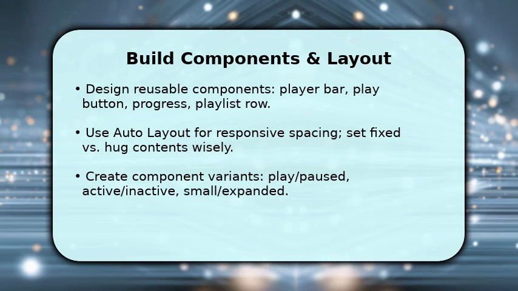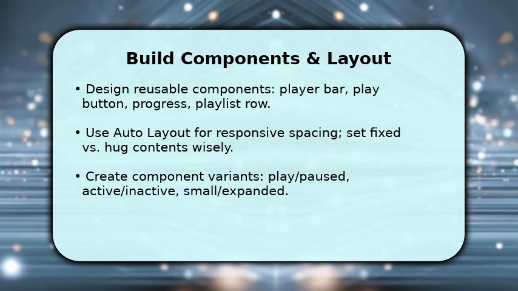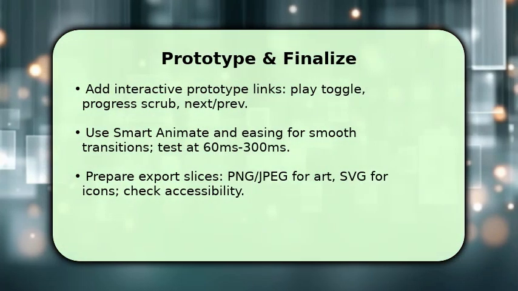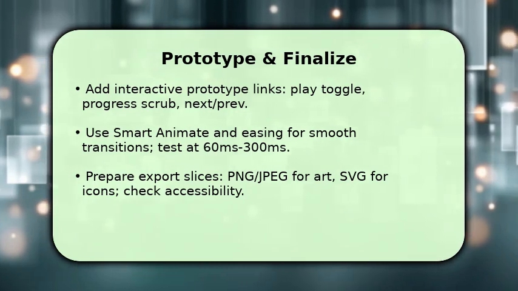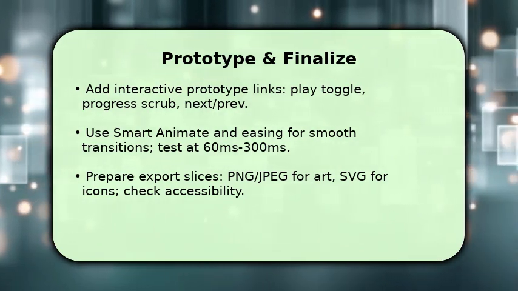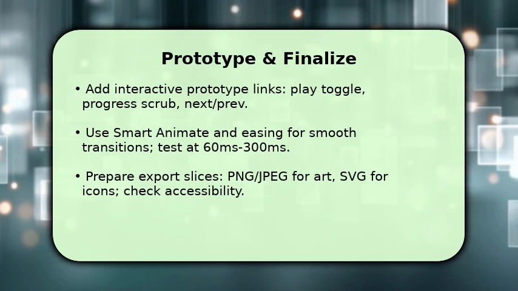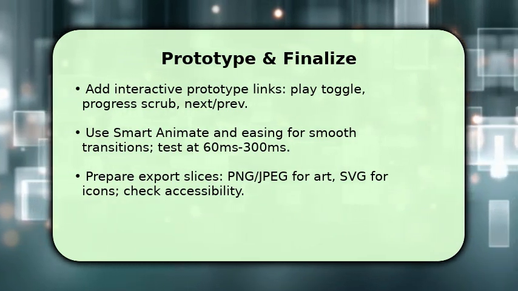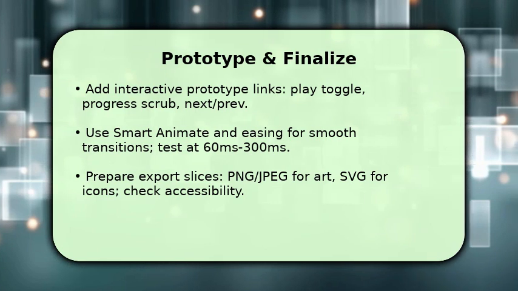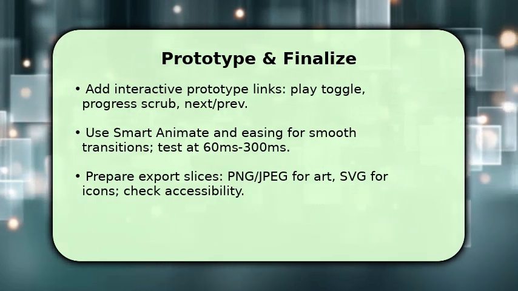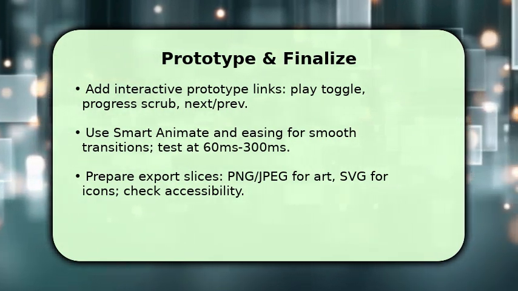Finish by wiring interactions and polishing micro-interactions so the player feels alive. Link the play/pause toggle, progress scrub, and next/previous buttons in prototype mode, and use Smart Animate with sensible easing for smooth motion. 60 ms to 300 ms feels natural for most UI changes.